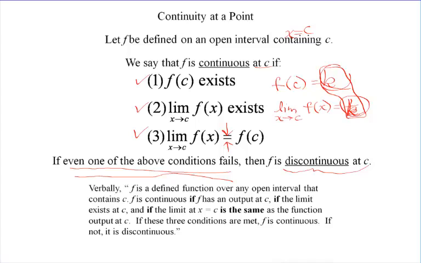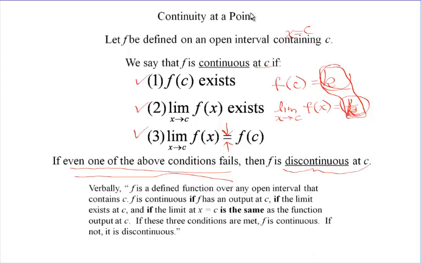Verbally, we would say f is a defined function over any open interval that contains c. F is continuous if f has an output at c, the limit exists at c, and the limit at c is the same as the output at c. If the 3 conditions are met, f is continuous. If not, this function is discontinuous.